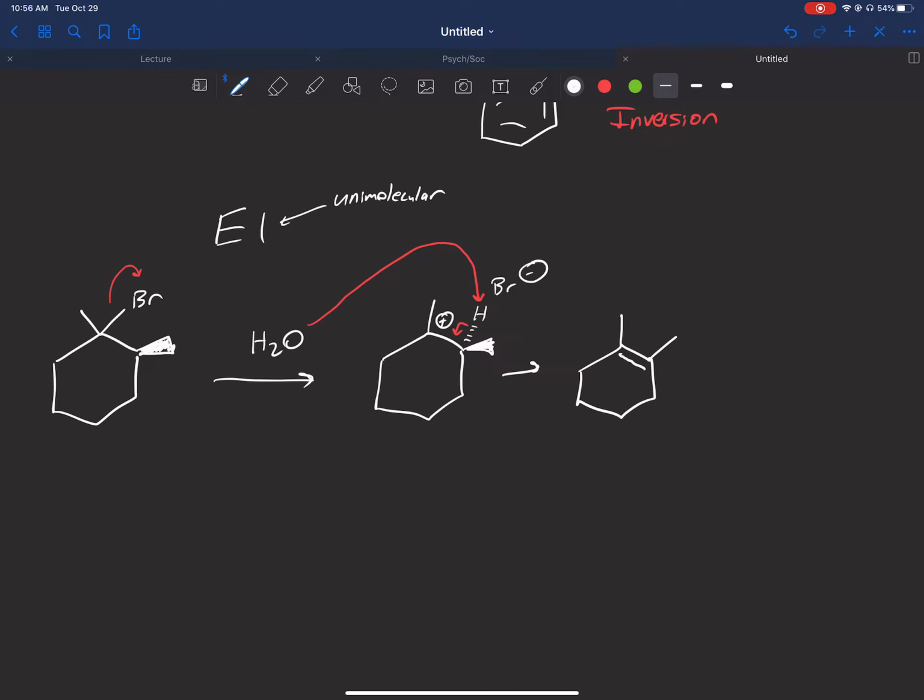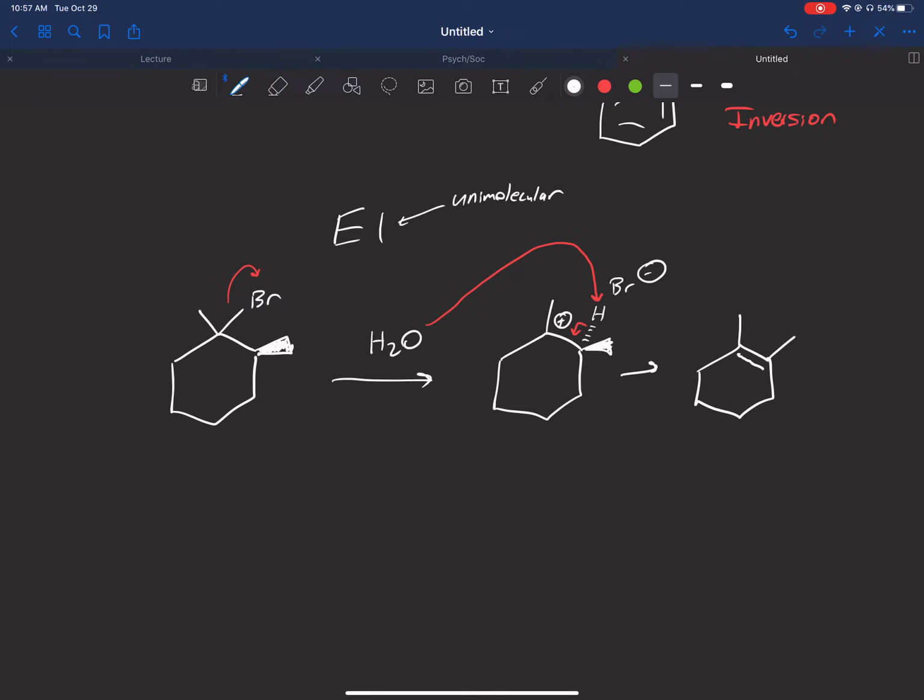All right? And so you can see that we have a carbocation intermediate, right? Our leaving group leaves first. Shifting is possible because we have the carbocation intermediate. But now instead of attacking the carbocation, we grab the H and collapse the bond downward to form a double bond. Okay? And so that's an E1 reaction.